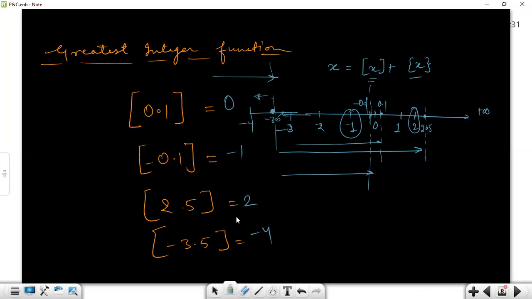What is the greatest integer function? Basically, for positive numbers, the same integer part will be written. For negative numbers, the integer minus 1 will be written. This is a better way to remember it, and that's the understanding. Clear, everyone? Yes, sir.